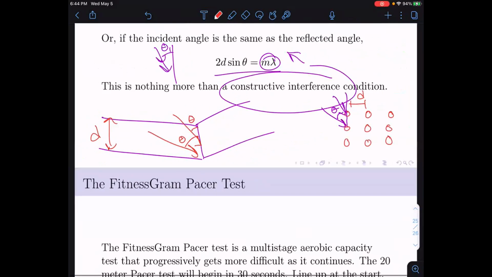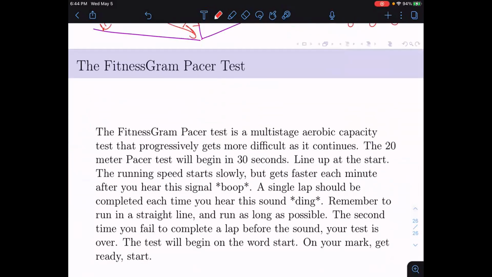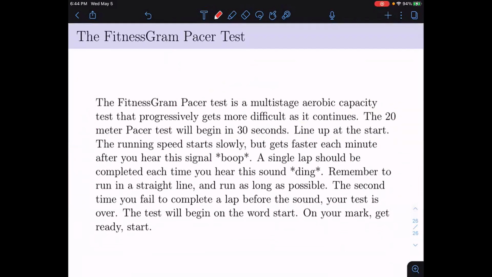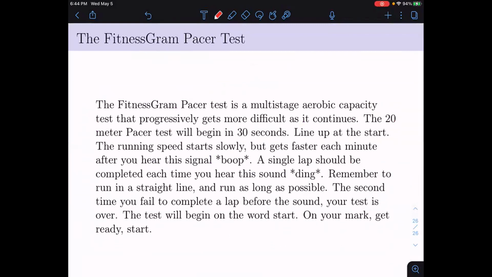Cool. All right, and then we have a slide about the fitness car and pacer test. You remember that from high school? Good times. All right, as far as my material is concerned, that is all I have.